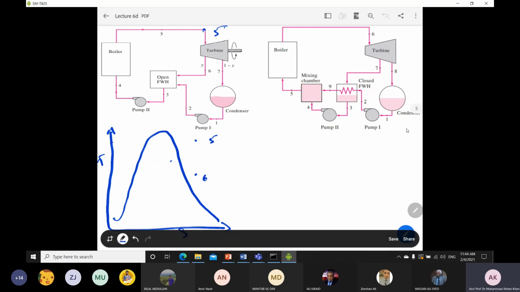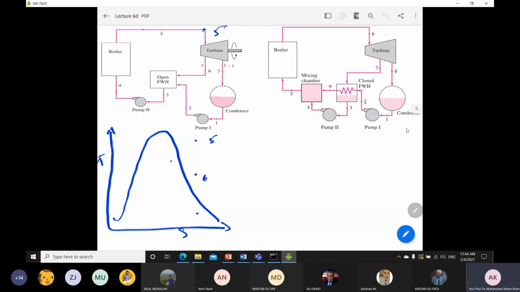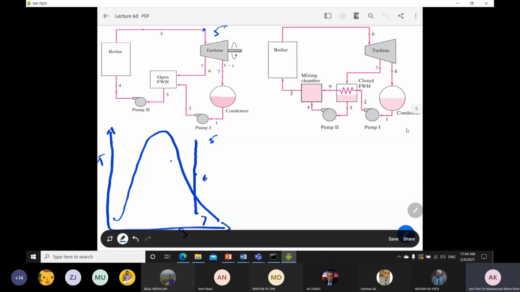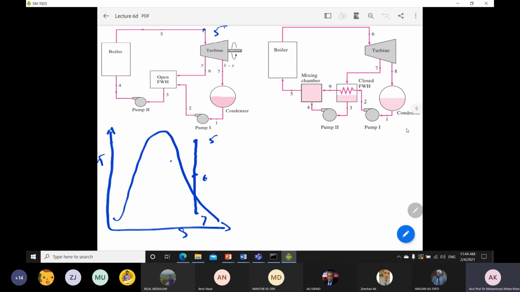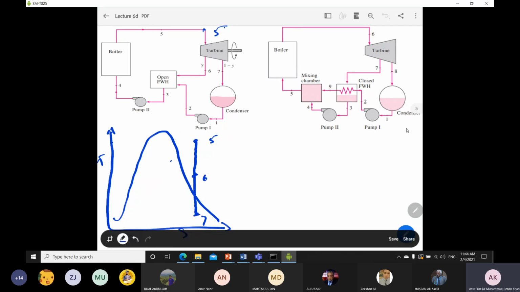Okay, so now point number 7, we already know that this is in the two-phase region, because it is going to the condenser. And points number 5, 6 and 7 will join together because there is an expansion and it is an isentropic expansion. That's why these lines are joined together in the open feed water heater.